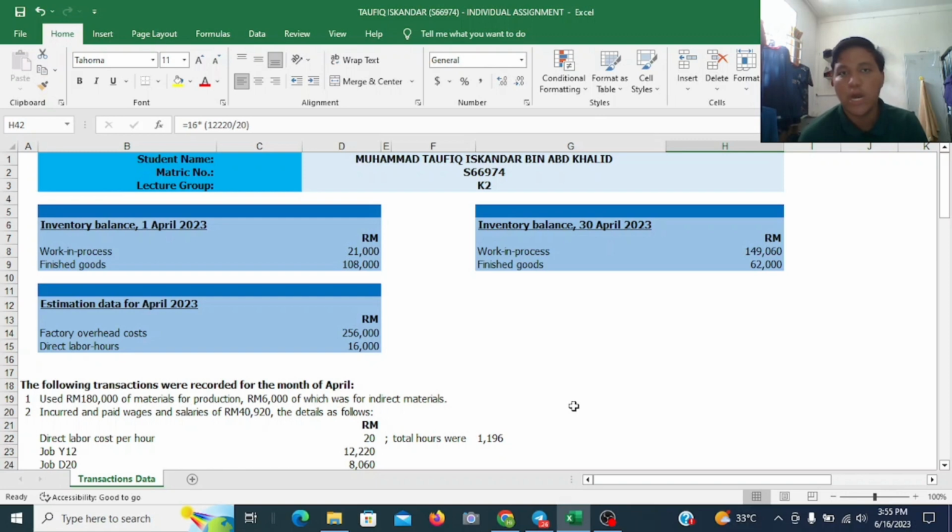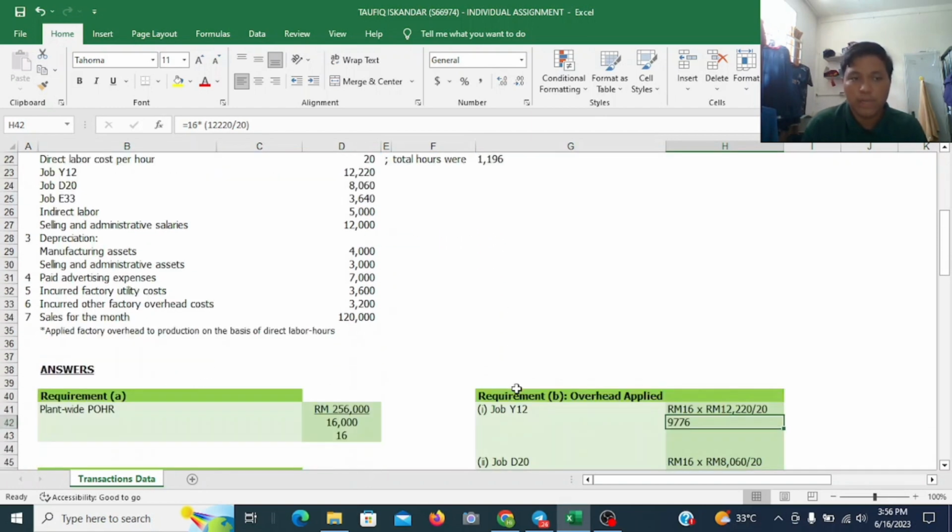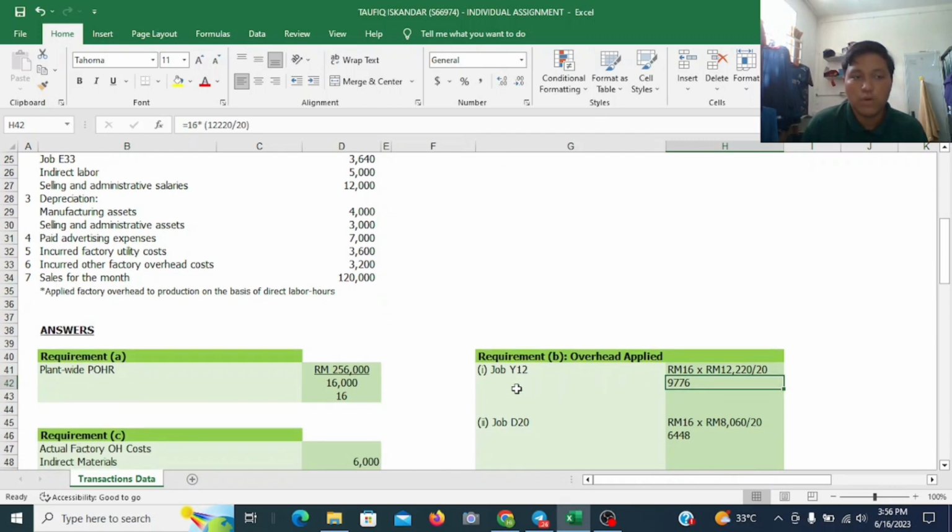Today I will explain how to solve the individual assignment question for the accounting course. This is the information that is given. The company uses the basis of direct labor hours to apply factory overhead. So we go to question A. We need to compute the plant-wide predetermined overhead rate for April 2023.